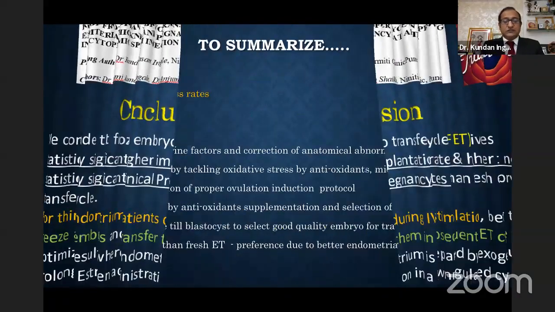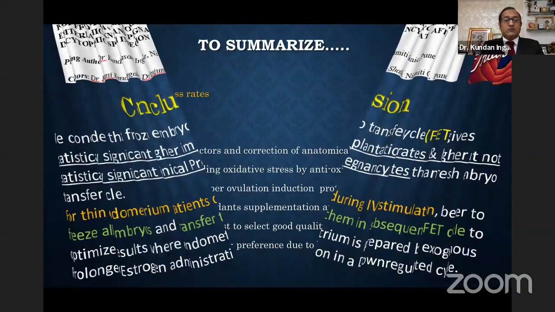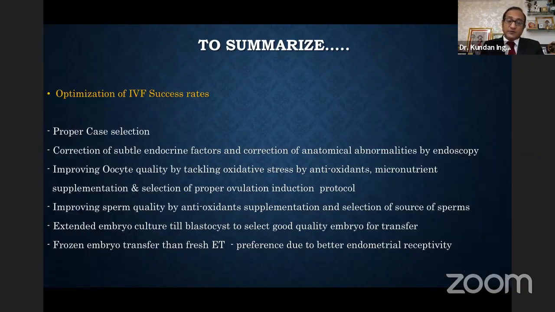So friends, to summarize my talk, whenever it comes to optimization of IVF success rate, proper case selection is a must. Select patients and assess their prognosis of live birth rate, below 35 and above 35, as we discussed. Correction of subtle endocrine factors and correction of anatomical abnormalities by endoscopy are the most important strategies prior to IVF. Improve oocyte quality by tackling oxidative stress, giving antioxidants and micronutrients for 2 or 3 months prior to stimulation, and select a proper ovulation induction protocol.